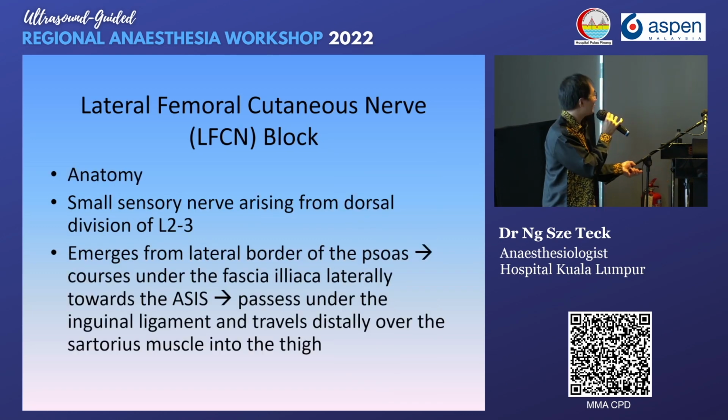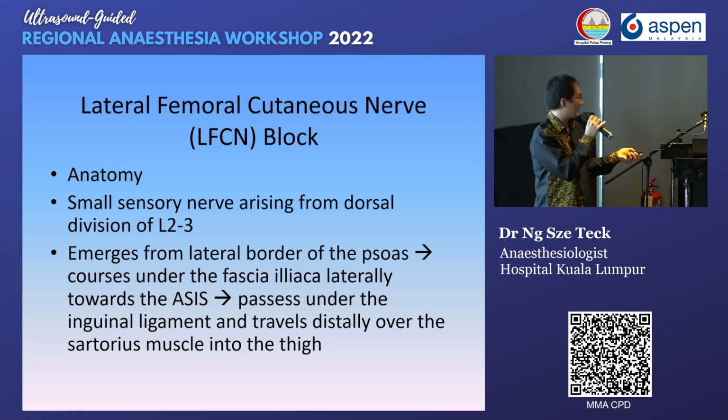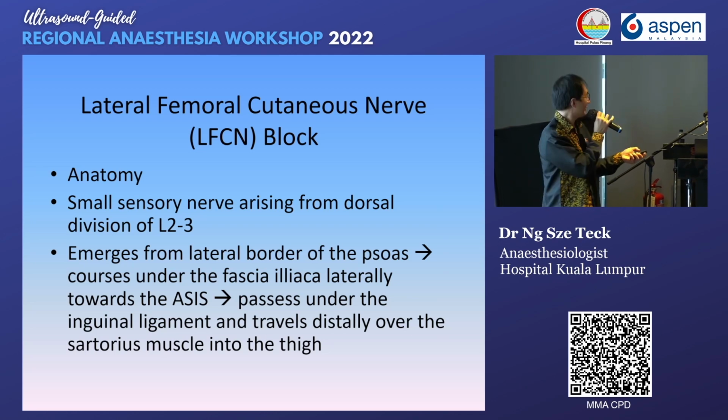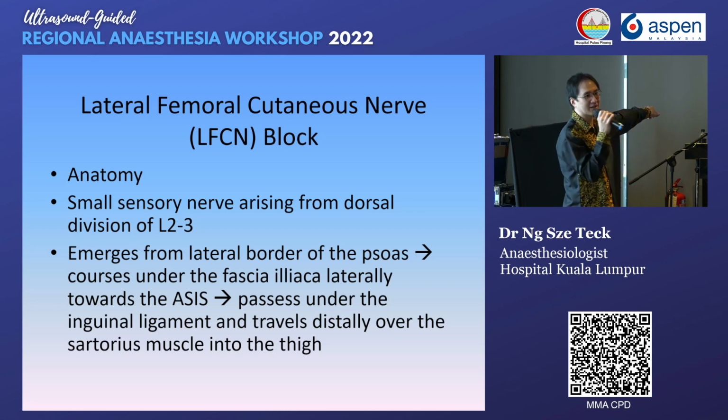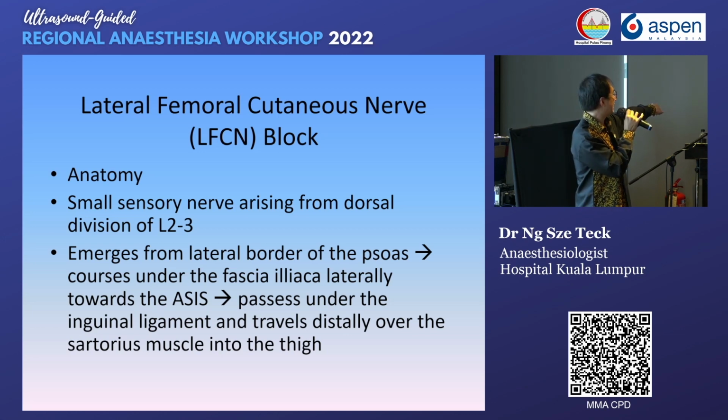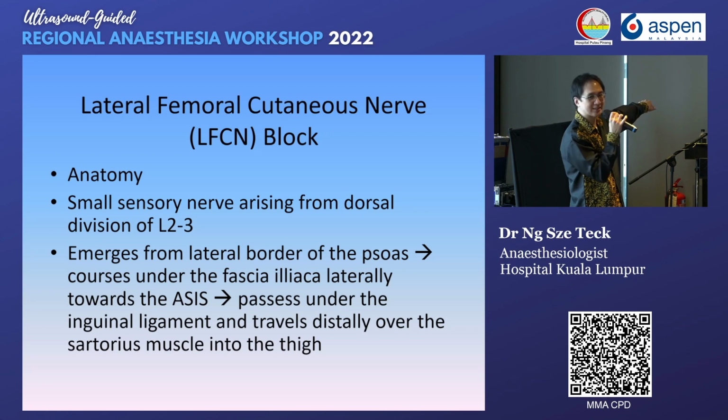This is a very small nerve arising from L2 to L3, and it emerges from the lateral border of the psoas and courses underneath the fascia iliaca towards the ASIS. The ASIS is the landmark we use to find the LFCN. It passes underneath the inguinal ligament and travels distally over the sartorius muscle. So we use the ASIS and the sartorius as landmarks to find the LFCN.